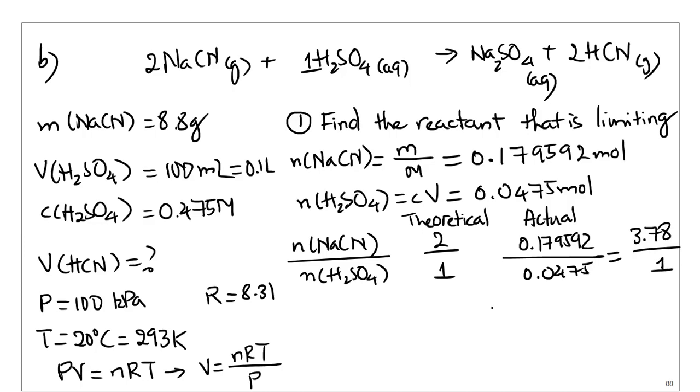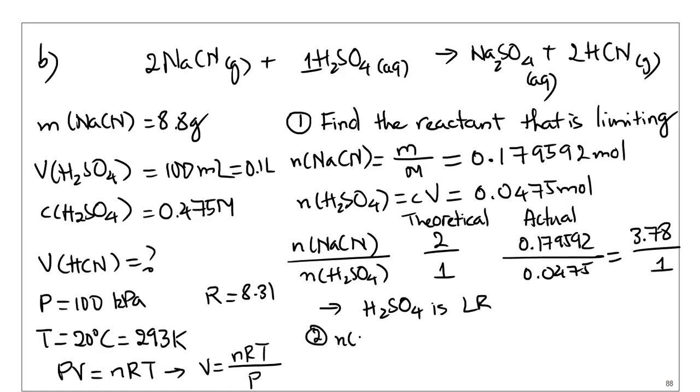over 1. Okay, so theoretically speaking, for every mole of sulfuric acid, you need 2 mole of sodium cyanide to completely react with it. In reality, for every mole of sulfuric acid, you actually get 3.78. So you have more sodium cyanide than the amount required, which means sodium cyanide is in excess. So H2SO4 is indeed the limiting reagent. I did get that right. I thought I got it wrong for a second.